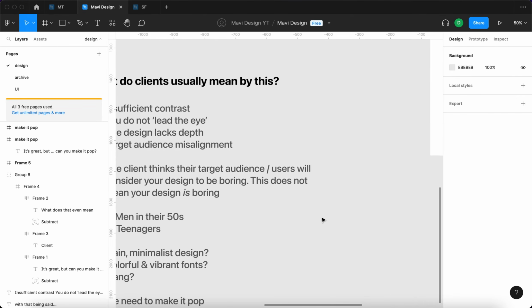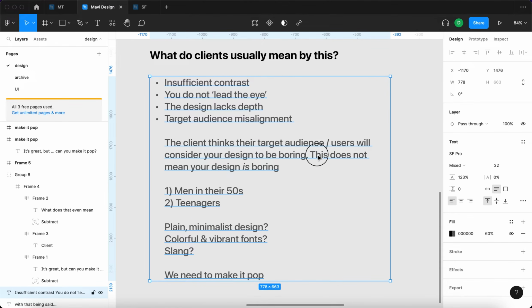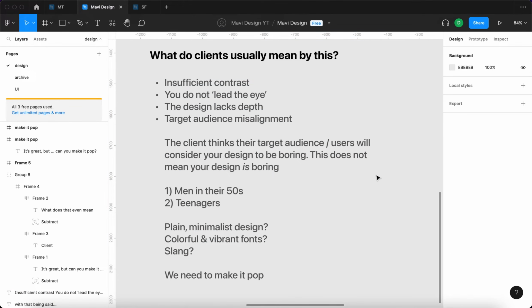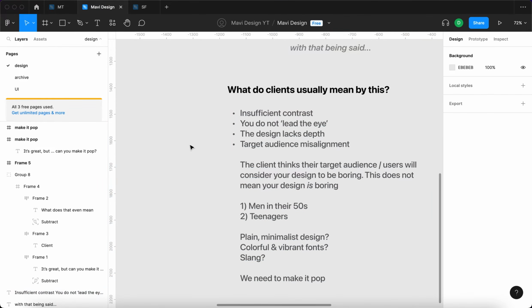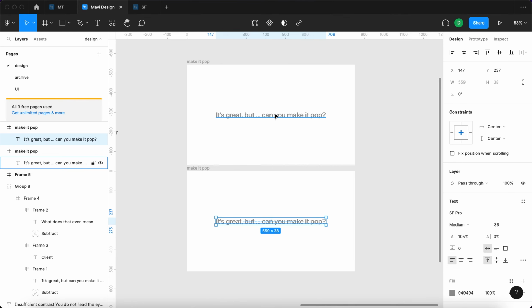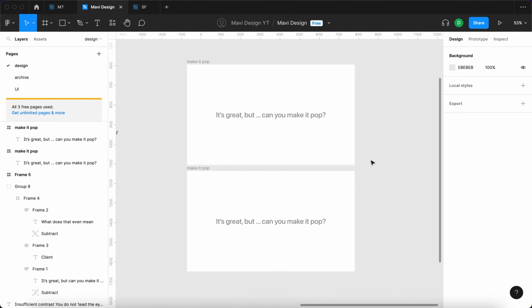So this doesn't mean that your design is actually bad or boring, but it simply means that you are maybe designing for somebody else, or that your designs might be better suited for somebody else than you think it will, if that makes sense. So these are the 4 tips on how to actually make your designs pop. Now let's actually take these tips and try and put them to use.